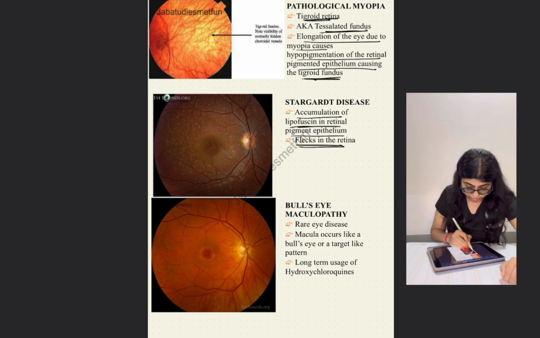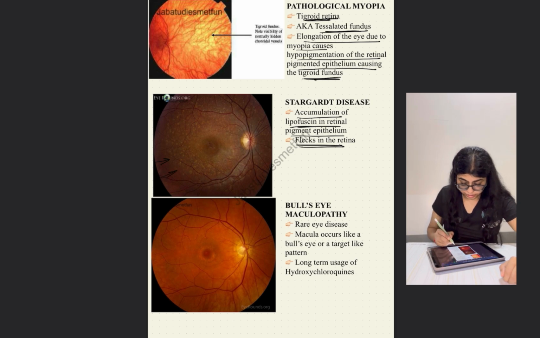These are small, light colored flecks caused in the retina. Bullseye maculopathy. It is a rare eye disease where it looks like a bull's eye or like a target lesion. Macula occurs like a bullseye or like a target-like pattern, and it is caused by long-term use of hydroxychloroquine.